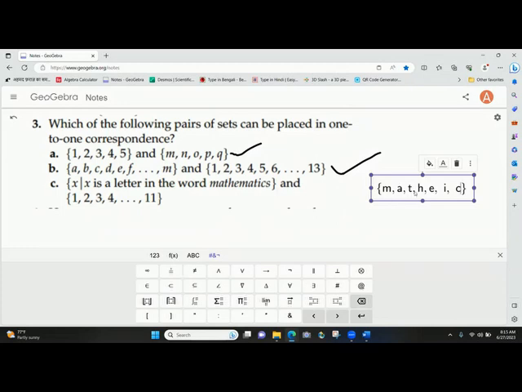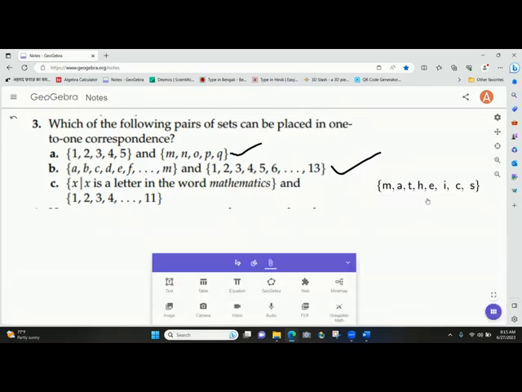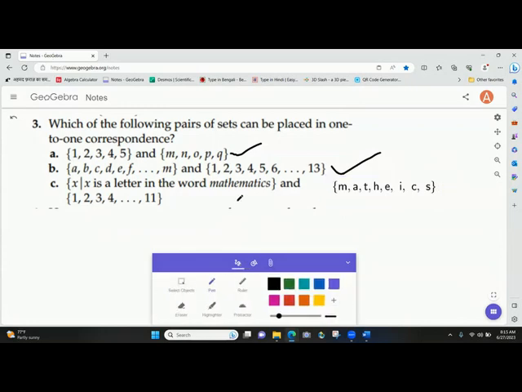Let me count it again. M, A, T, H. I think I got, oh, I missed one. I missed S. So this set is what they're really talking about, and it has 8 elements. And the second set here has 11 elements. So they don't have a one-to-one correspondence. Part C doesn't have a one-to-one correspondence. Okay?